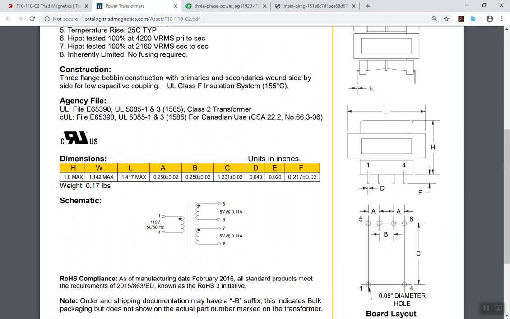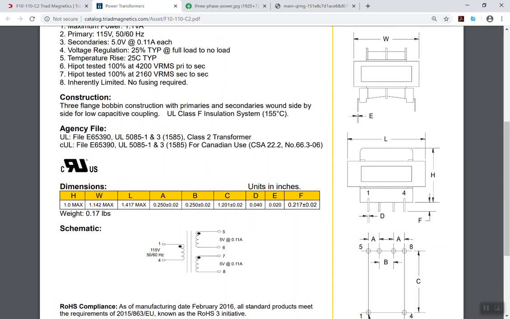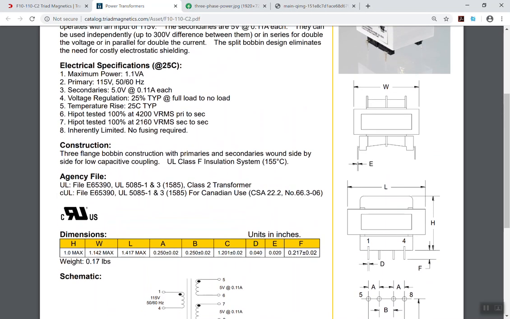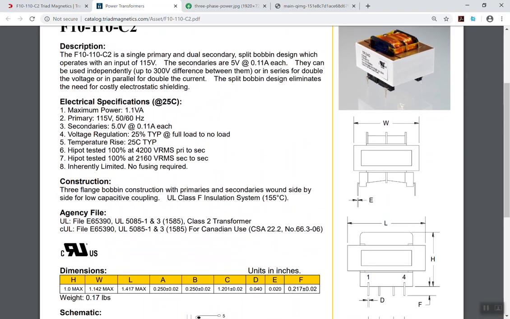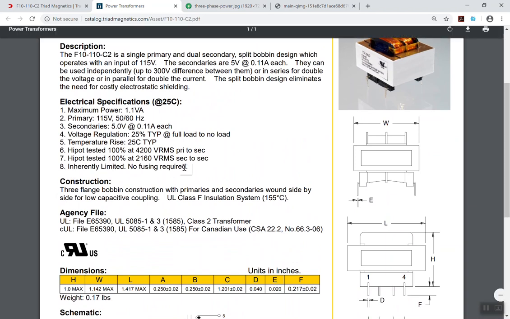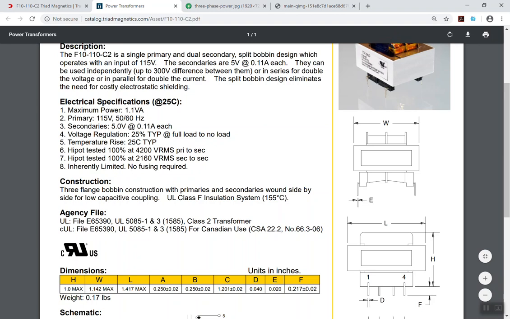The other thing you want to look at here is, what standards does it meet? It's considered a class 2 transformer. The reason you want to know some of these standards is you often want to fuse transformers unless they have their own internal fusing, because there will be some transformers where no fusing is necessary. Oh, here it is, inherently limited. That's what I was looking for, no fusing required.